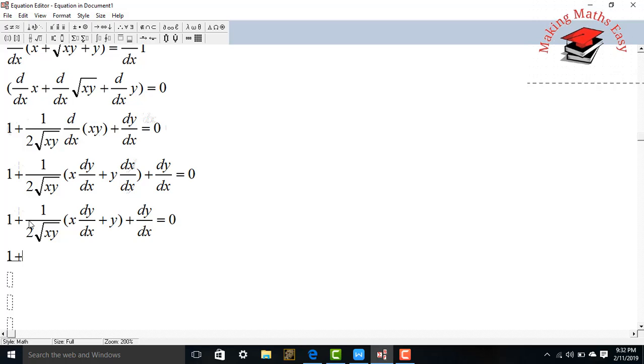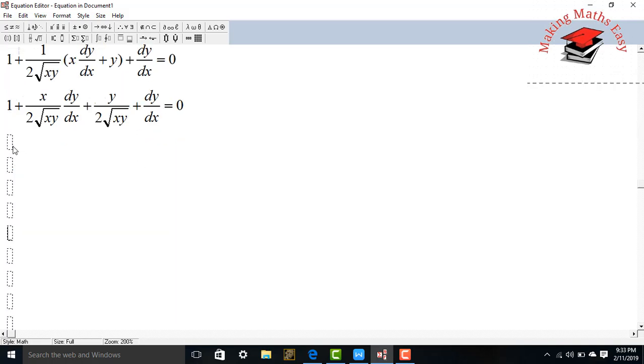And then 1 plus, open the brackets in this case. So after opening the bracket, you will get x divided by 2 square root of xy, and then dy by dx, plus y divided by 2 square root of xy, and then after opening the brackets, you also have to write this dy by dx, which is also equal to 0.